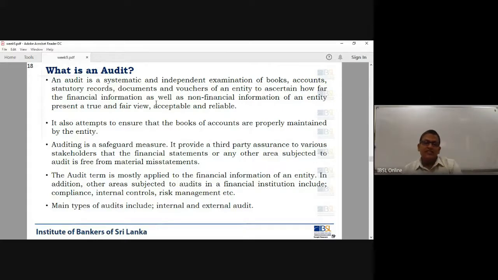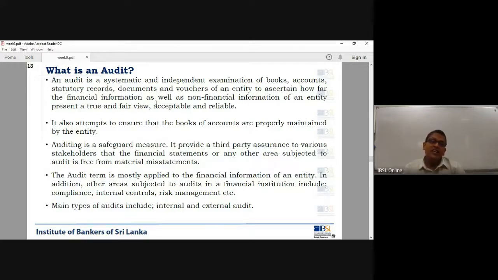And the second bullet point says that it also attempts to ensure that books of accounts are properly maintained by the entity. Even though the accounts give a true and fair view, actually the books of accounts should be properly maintained. Without proper maintenance, there may be several ways to prepare the accounts. So the audit also ensures that books and accounts are properly maintained by the entity.